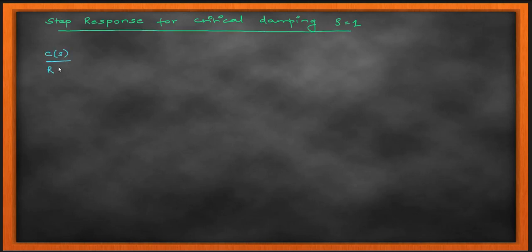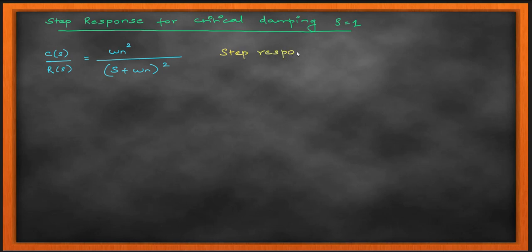In today's lecture, we are going to see the step response for a critically damped system. So what is a critically damped system? We have seen in the previous video, a critically damped system is a system for which your damping ratio zeta is equal to 1. So when zeta is equal to 1, you have a critically damped system.